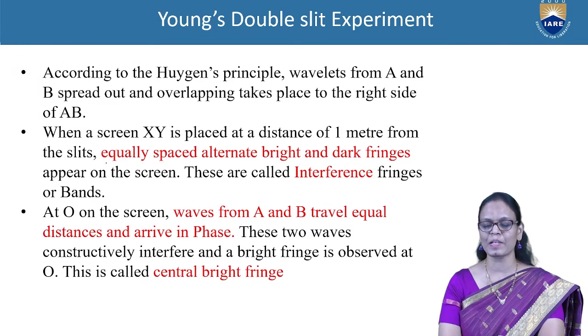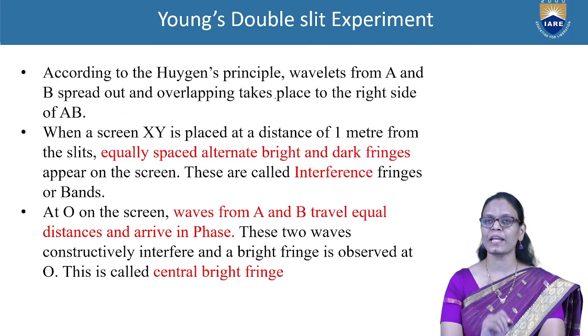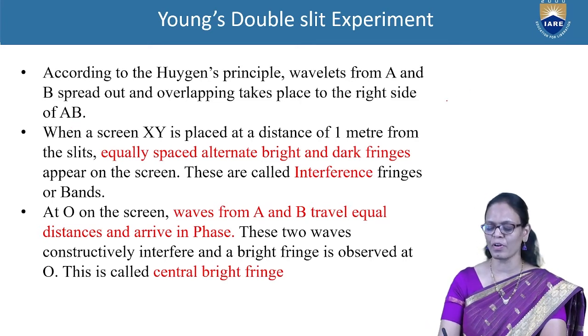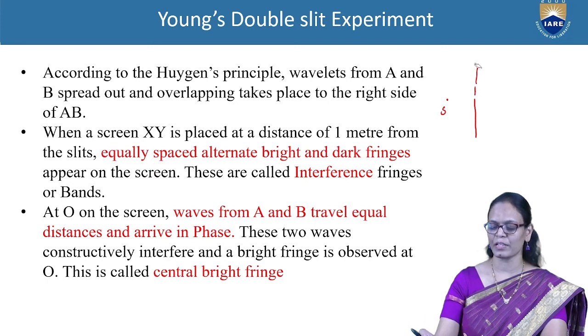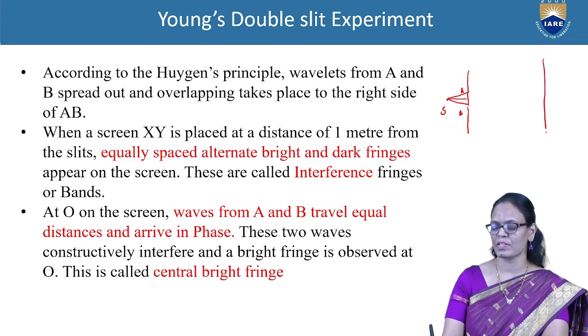Now, according to Huygens principle, wavelets from A and B spread out. Overlapping takes place on the right side of AB. Right side of AB means the light coming from the source is passing through the two slits. Let me make it equidistant. So this is the source. This is A and this is B. So the light is reaching here and from here you will have a screen.